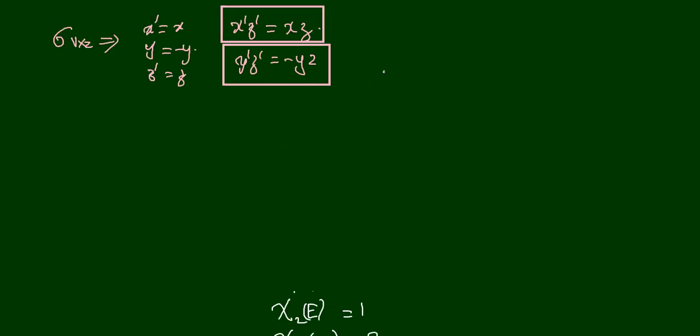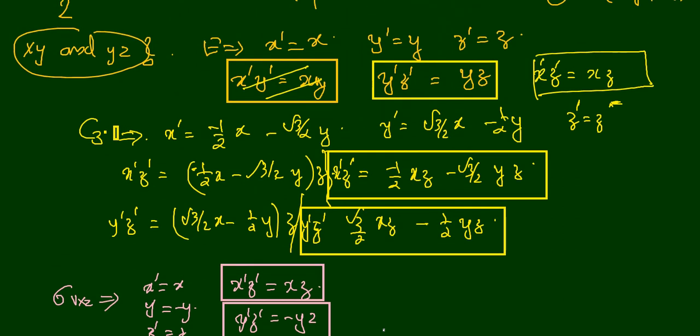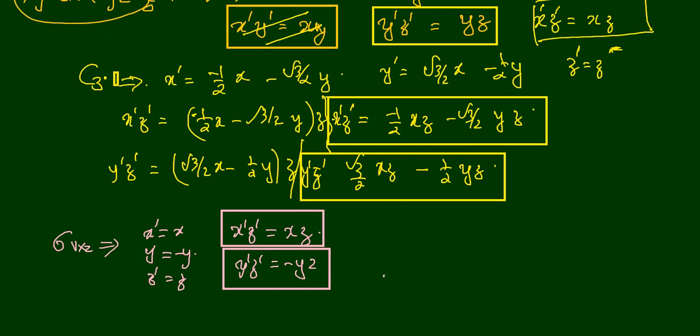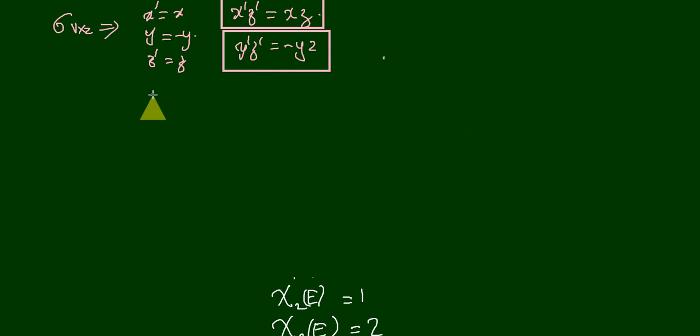So for E we have the equations for xz and yz that I am going to write. During E, what are the coordinate changes? What are the changes during the C3, and what are the transformations during sigma v? This is what I am going to write. So during E, x dash is equal to x, and y is equal to y dash.